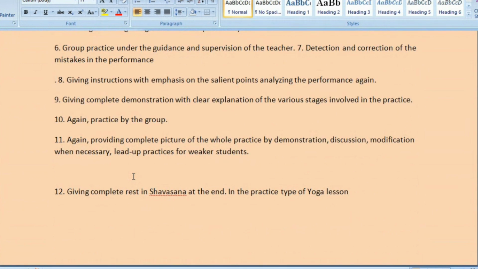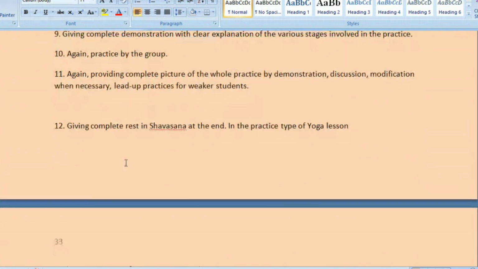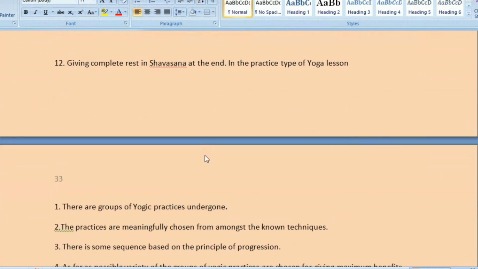Tenth, again practice by the group. Eleventh point, again providing a complete picture of the whole practice by demonstration, discussion, modification when necessary, and lead-up practice for weaker students. Twelfth point, giving complete rest in shavasana at the end of the practice type of yoga lesson.